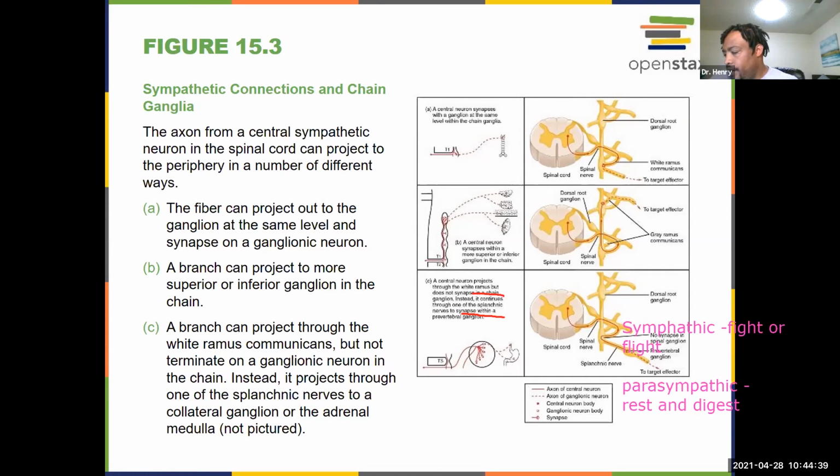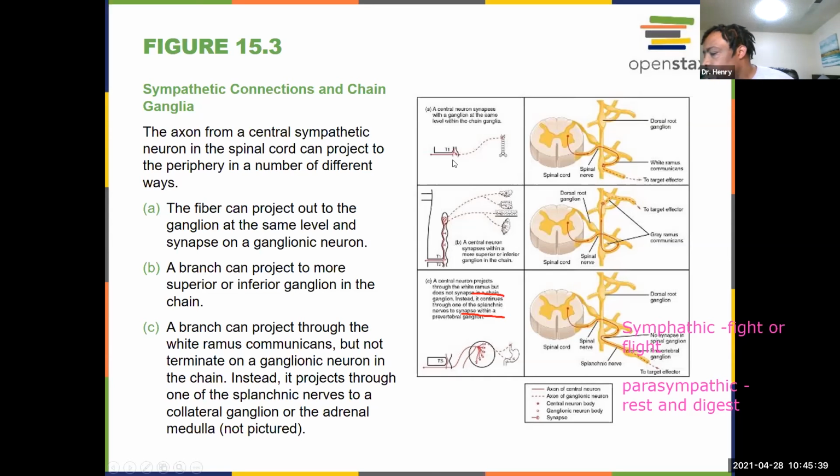Okay, so this kind of gives you an idea of how the connections are formed, right? And the signaling. So basically, we have the axons from the central nervous system, the central sympathetic neuron in the spinal cord, projected to the peripheral in different ways. One way is that the fiber can be projected out from the ganglia at the same level, and synapse on the ganglionic neuron. And that's going to be shown here.